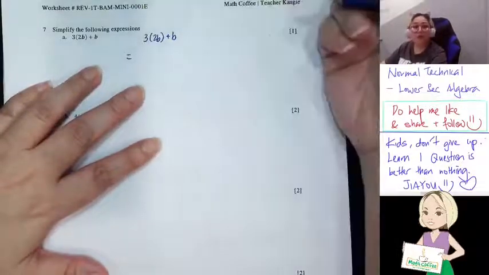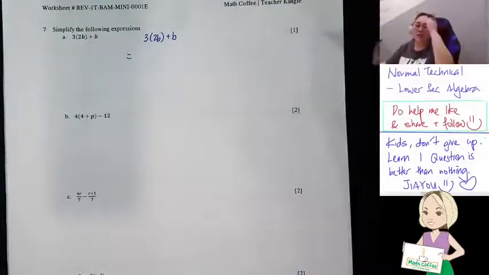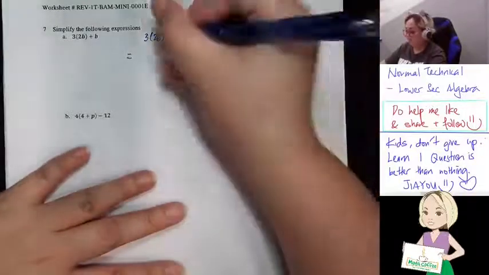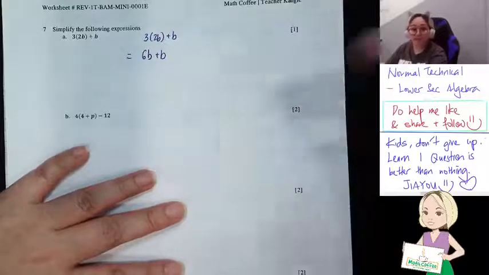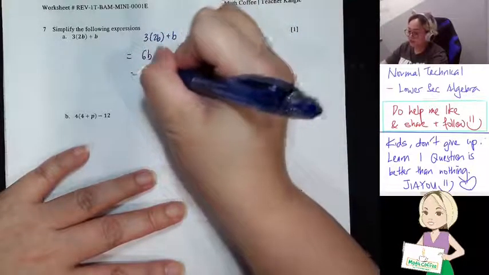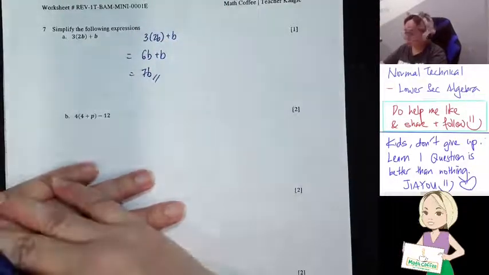Okay, so over here I'm going to just write the question. It's 3 bracket 2b plus b. Pretty straightforward. This is 3 times 2b, because the bracket means multiply. So 3 times 2b gives you 6b. Then you just plus b. These are like terms: 6 banana plus 1 banana, so of course it is 7 banana. That is your final answer.